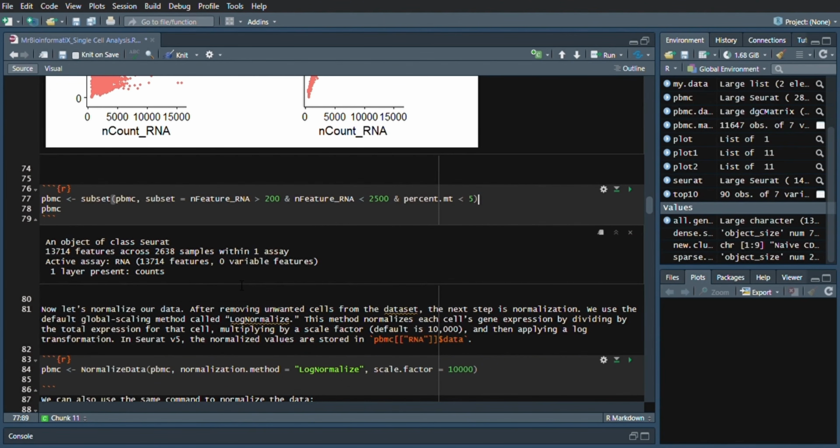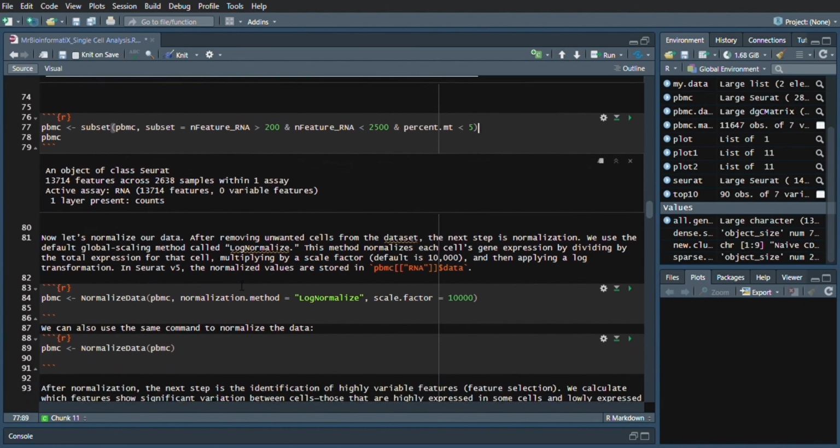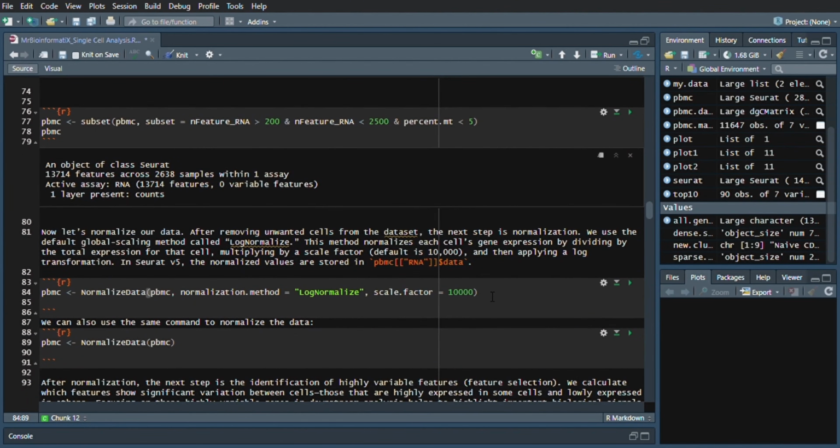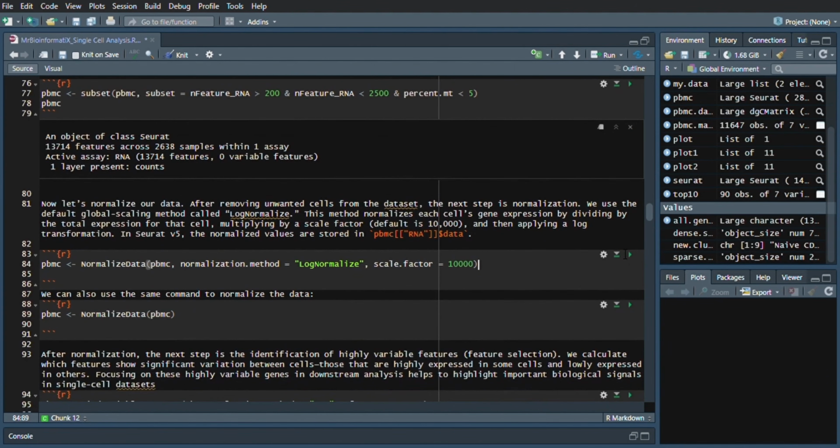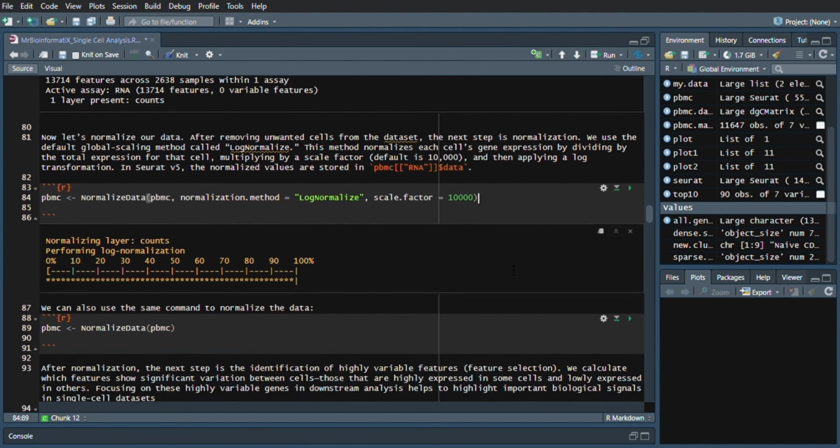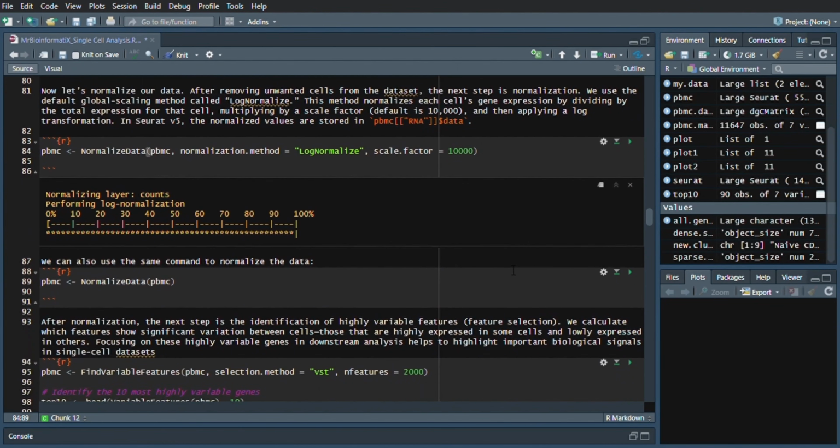Now let's normalize our data. After removing unwanted cells from the dataset, the next step is normalization. We use the default global scaling method called LogNormalize. This method normalizes each cell's gene expression by dividing by the total expression for that cell, multiplying by a scale factor, which by default is 10,000, and then applying a log transformation. Let's run our code. We can also use this command to normalize our data, which is NormalizeData, and we put our data, PBMC.